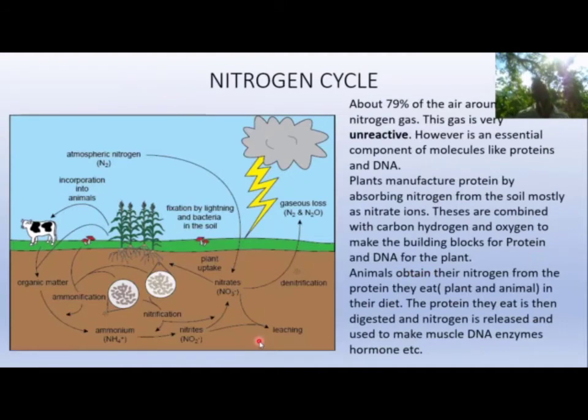Alright, so let's move on now to the nitrogen cycle. Now, the nitrogen cycle basically is very, very important, just like our carbon cycle is very important. About 79% of the air around us is made up of nitrogen gas. So of the air that you breathe in and out every day, 79% is nitrogen, that's almost 80% nitrogen gas. Now, nitrogen gas is very, very unreactive.